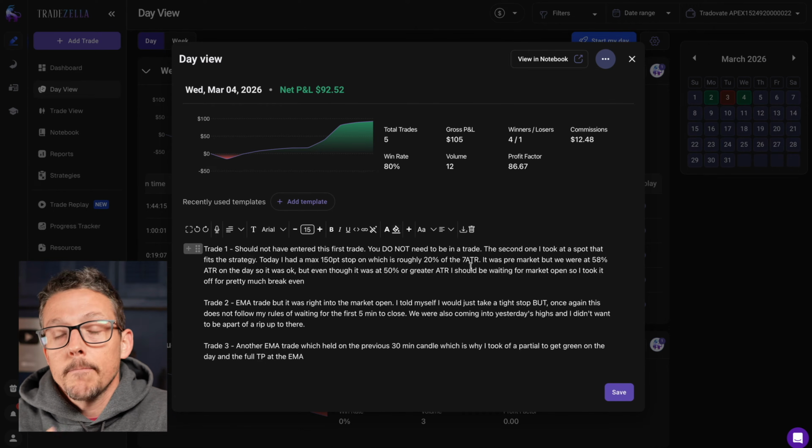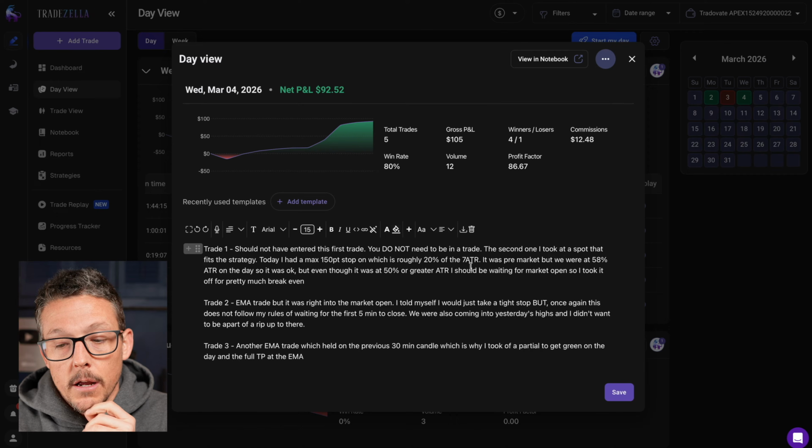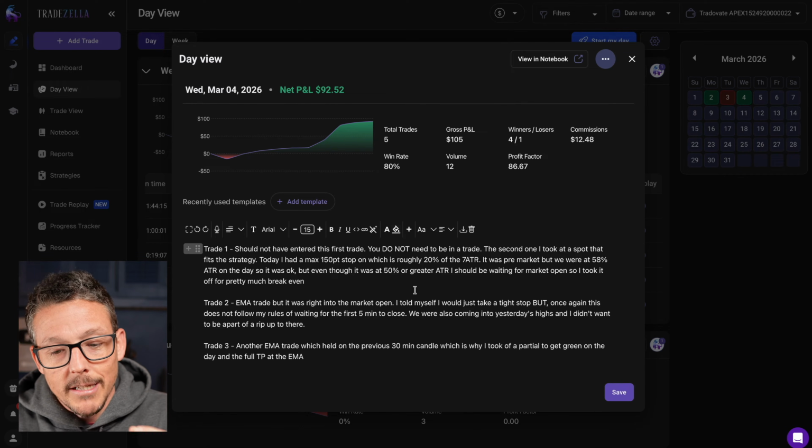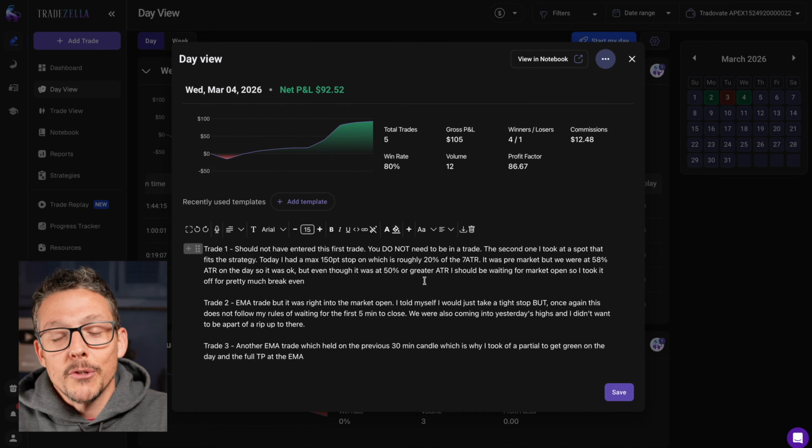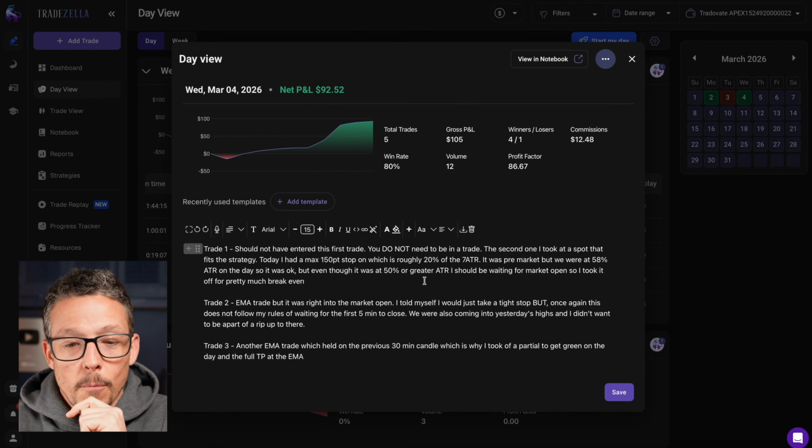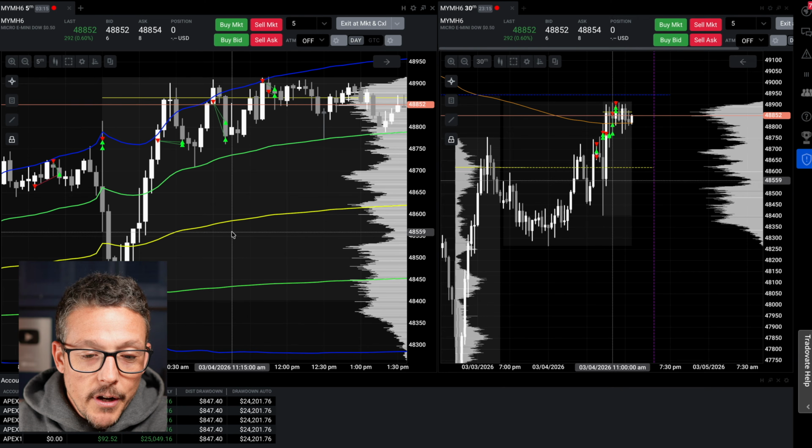It was pre-market, but we were at 58% of the ATR. Usually I like 50%, but as I mentioned, even though it's 50% or greater, I should be waiting for market open. Here is that trade right here.